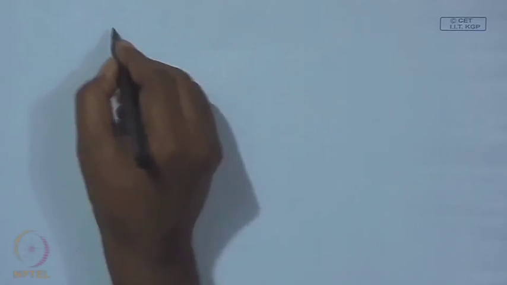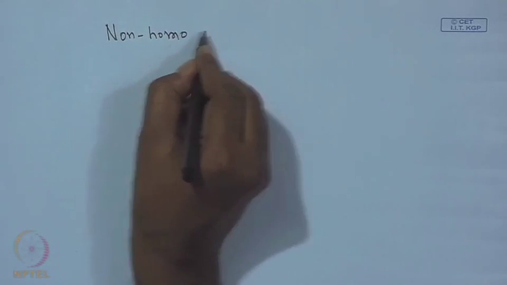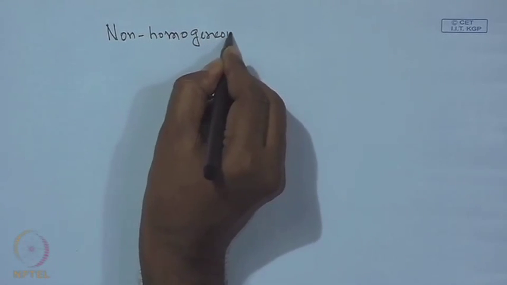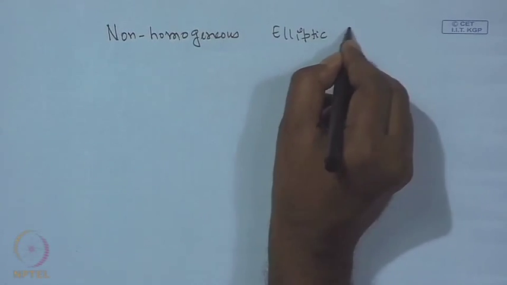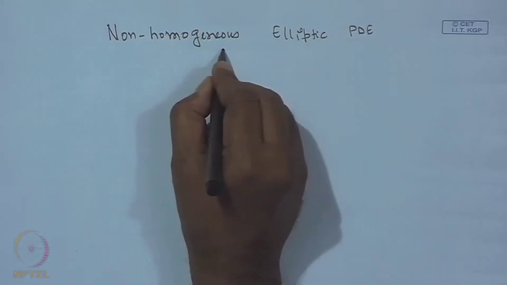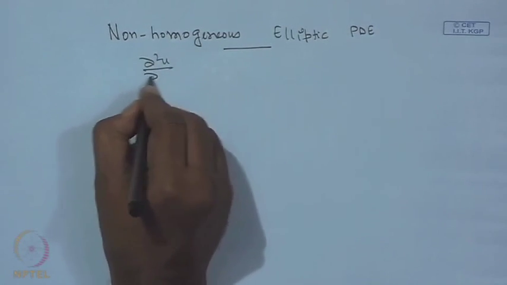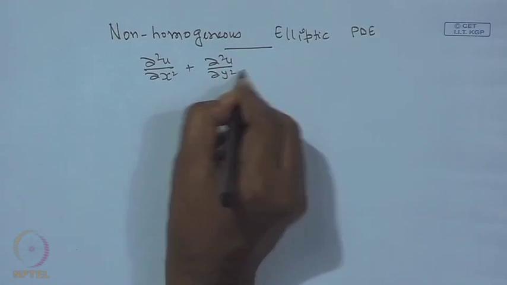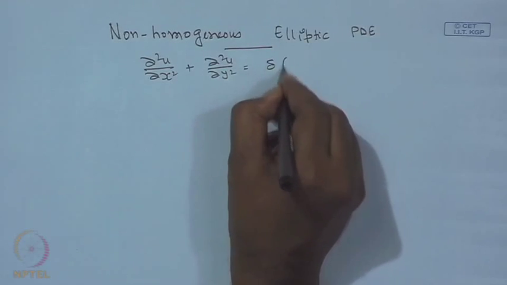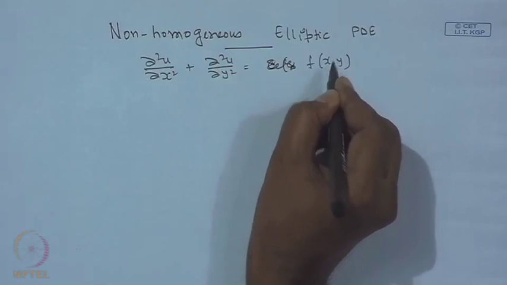Okay. So, solution of non-homogeneous elliptic PDE. We considered a problem something like this: del square u by del x square plus del square u by del y square is equal to some function of x and y.